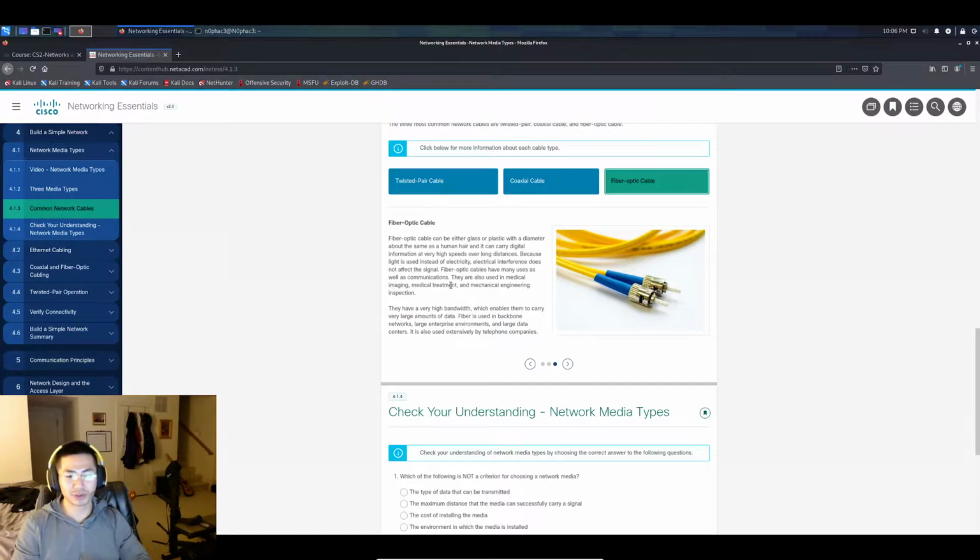So fiber optic cables use light signals to transmit data. The diameter is about the same as a human hair, and it can carry digital information at very high speeds over long distances. Because light is used instead of electricity, electrical interference does not affect the signal. Fiber optic cables have many uses as well as communications. They are also used in medical imaging, medical treatment, and mechanical engineering inspection.